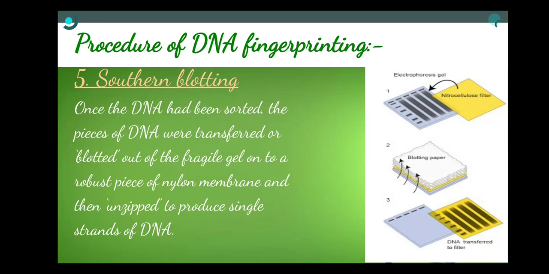Why are we transferring the DNA sequence from agarose gel to nylon paper? Just because the agarose gel is very fragile in nature, it can break if we handle it. So for that purpose, we transfer that sequence from gel to nylon paper.